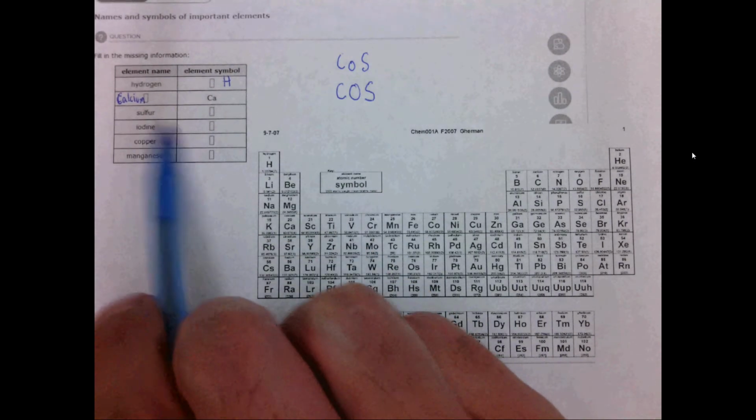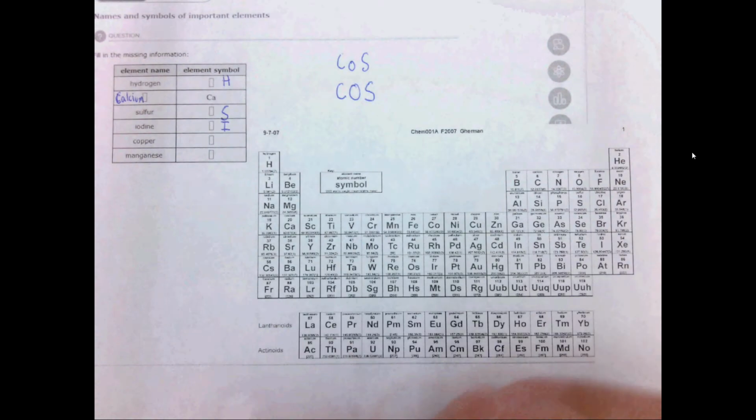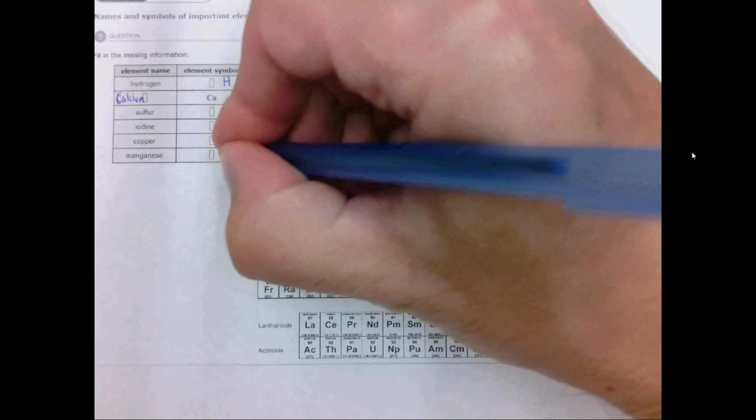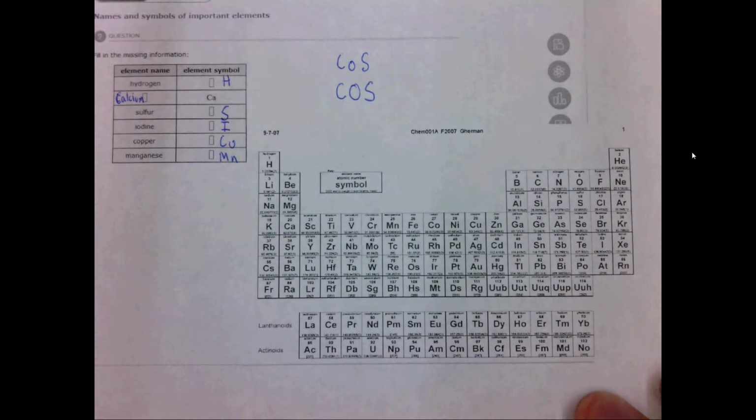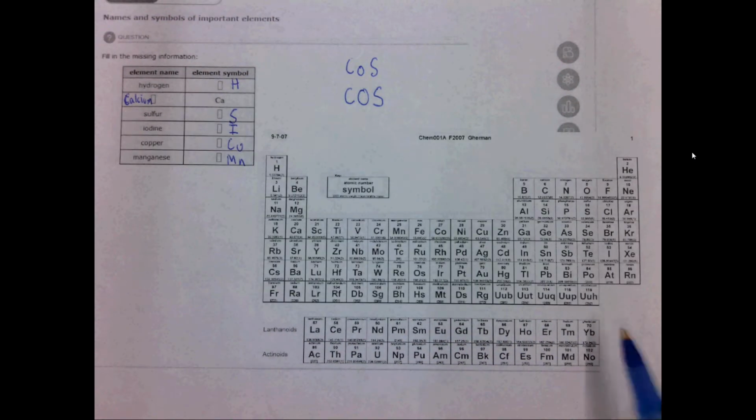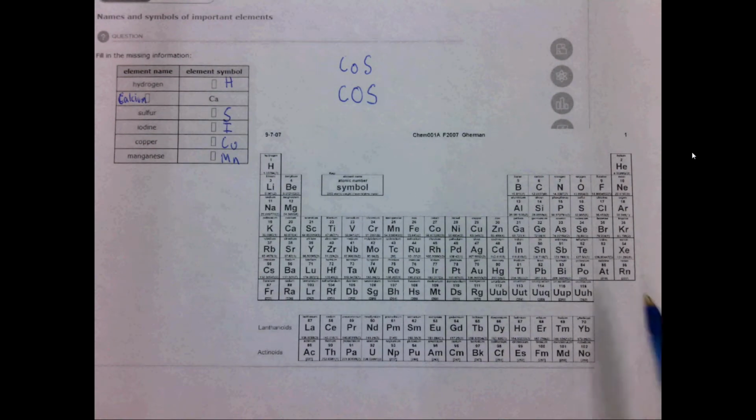In this case, we have sulfur, which is S, iodine, which is I, copper, which is Cu, and manganese, which is Mn. At first, if this is your first time in a long time, or even ever, using a periodic table, you are going to have to hunt through these things a little bit, and I do recommend getting a periodic table like this one.